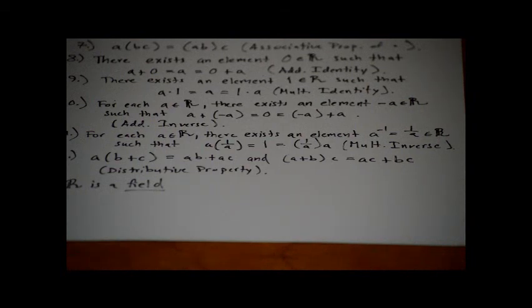Item number 12 states that A times (B plus C) is equal to A times B plus A times C, and (A plus B) times C is equal to AC plus BC. This is referred to as the distributive property, and this is really a key property among the field axioms of R because it shows that multiplication distributes across addition. So it connects the two operations of multiplication and addition.